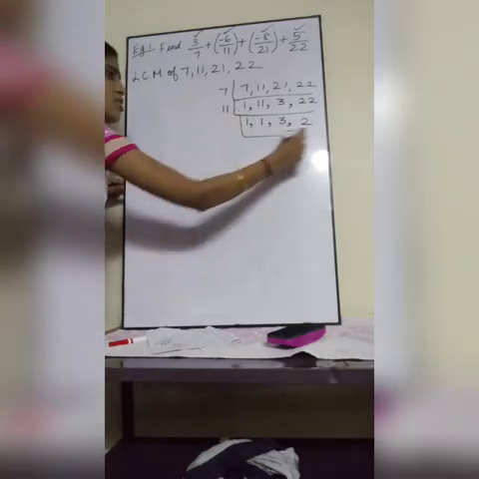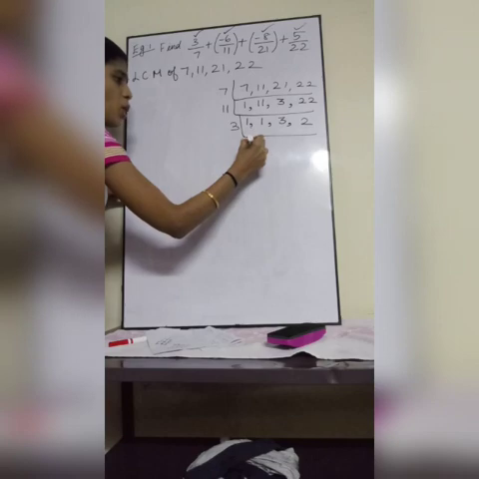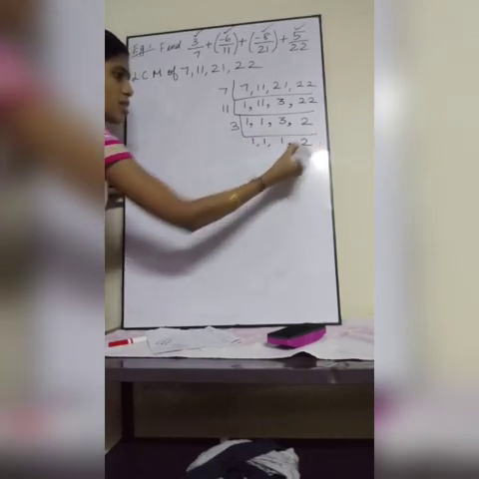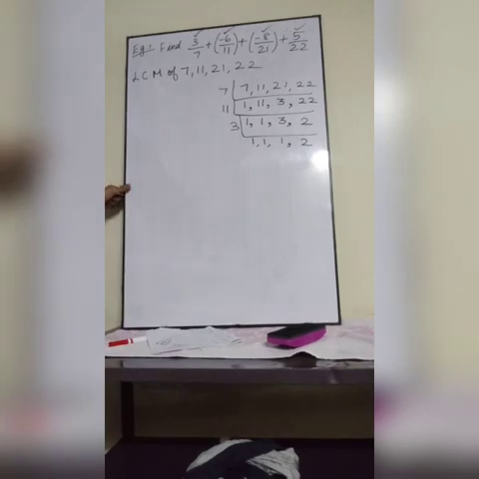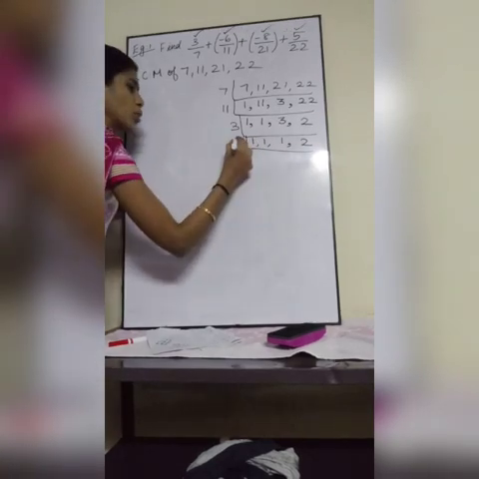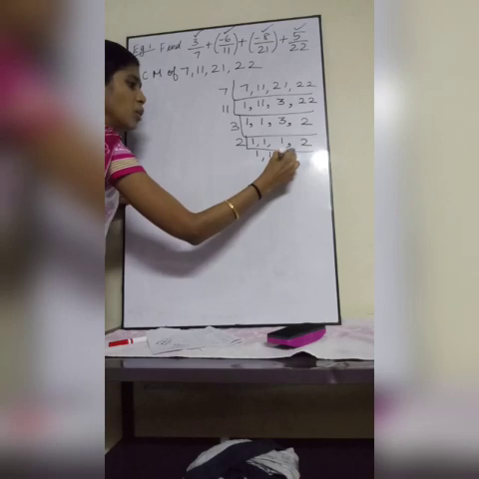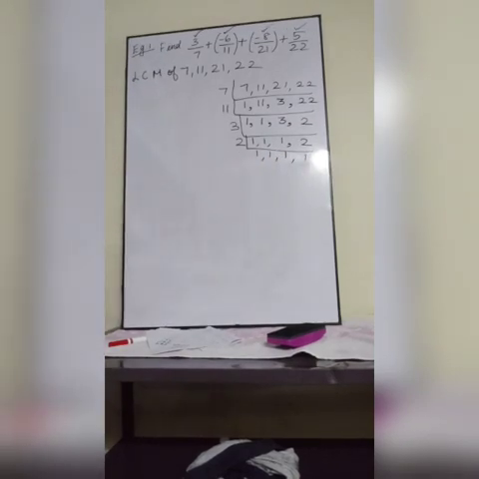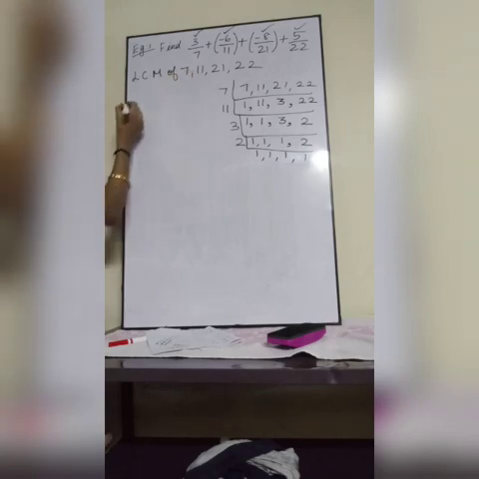Okay. Next is your third table. 3 ones are 3. Next 2 does not come in the third table, so I am writing 2 as such. Next in the 2 table, 1, 1, 1, 1. Shall we stop till this? Yes. Now what is the LCM of 7, 11, 21, 22?